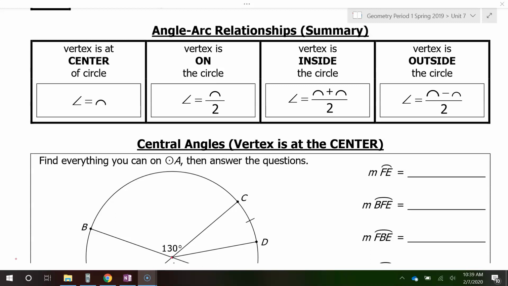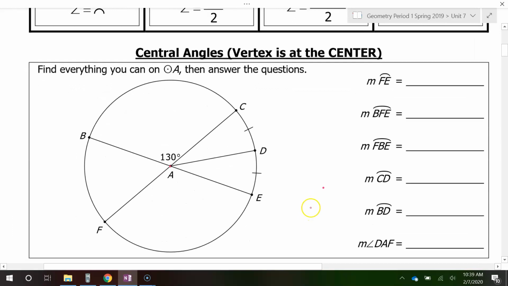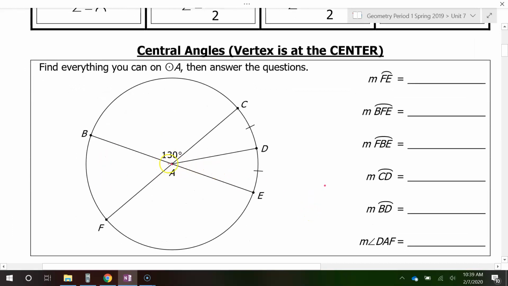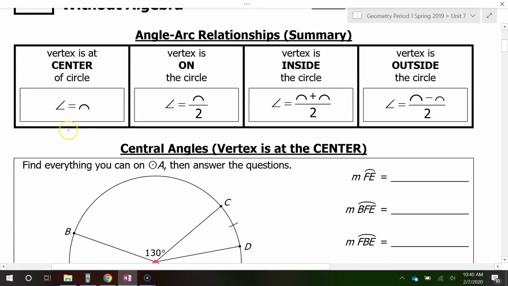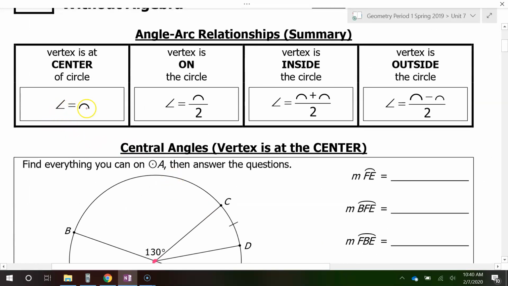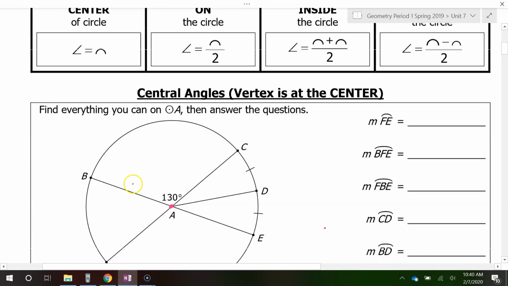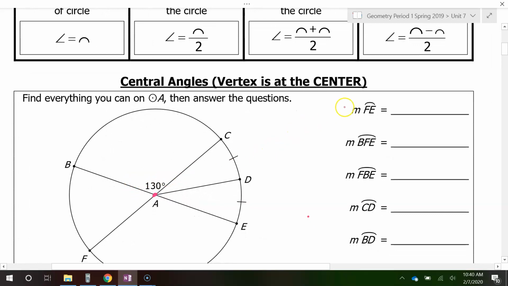So this says angle equals arc divided by 2, angle equals arc plus arc divided by 2, and angle equals big arc minus small arc divided by 2. So for the first problem, we see that all of the angles are at the center of the circle. So that means we're in the situation where the angle and the intercepted arc will be equal. So keep that in mind.